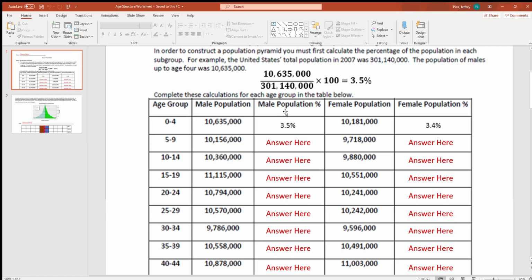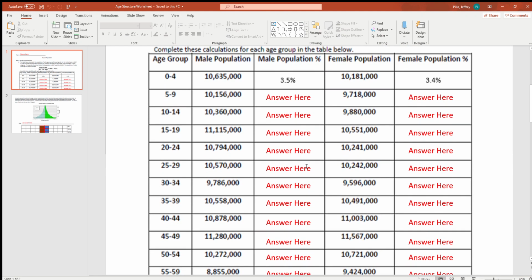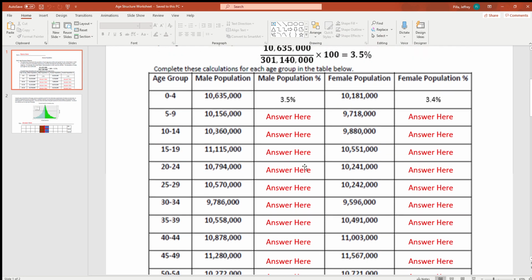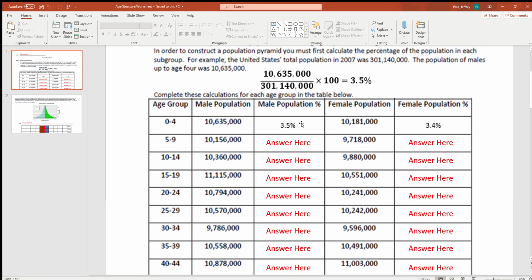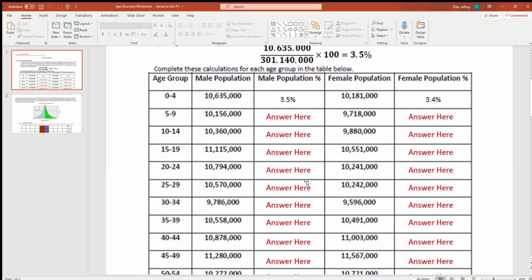Then we have a column for male population percentage. This is where you're going to calculate the percentage for each age group. We already did the first one together. Remember, we took that 10,635,000, divided it by 301,140,000, multiplied it by 100, and got 3.5%. So I put that 3.5% here. So for all of these male population numbers, you're going to calculate the percentage for each of them.